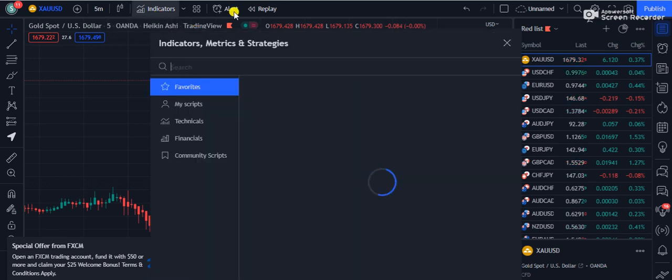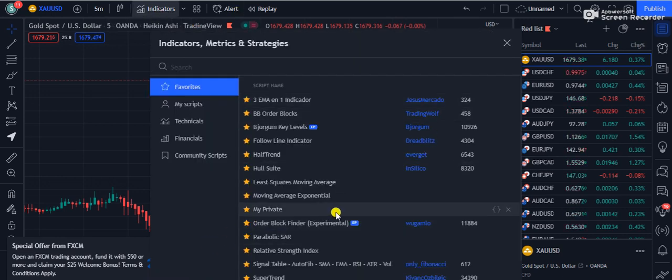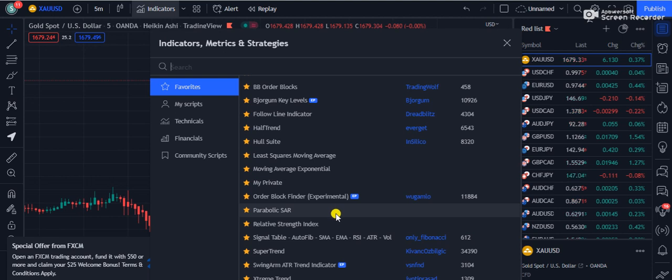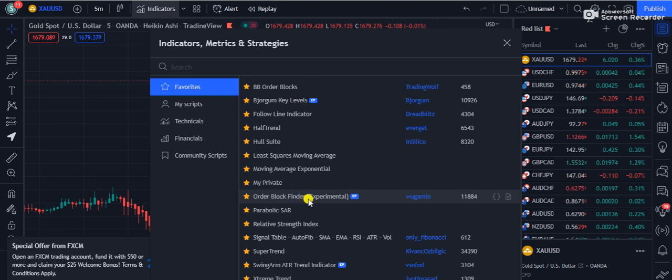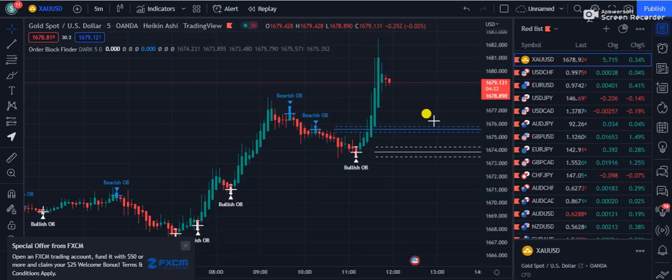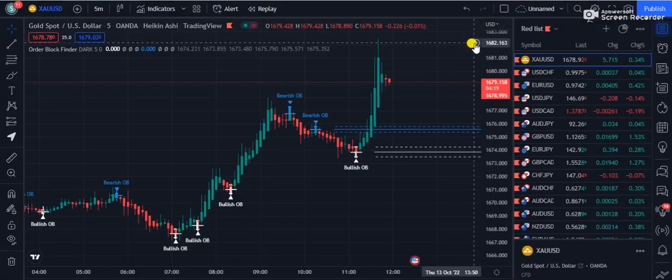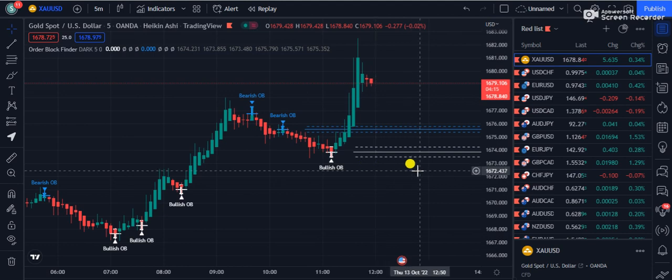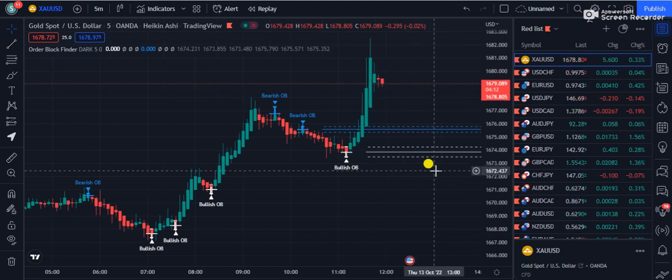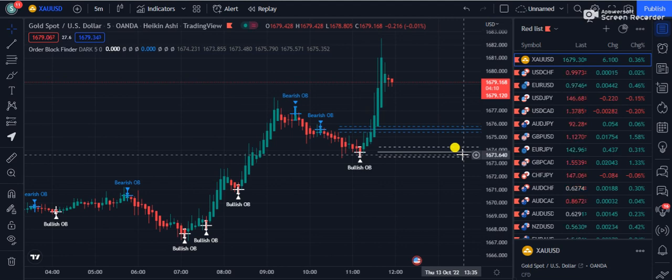Now let's move towards the strategy. The strategy is very simple because we are going to use only one indicator in this strategy, and this will be called the order block finder, and that is experimental, and this is by Vugamlo. 11,884 traders are using it, and this indicator is very popular in terms of order blocks. When we talk about order blocks, this is quite a popular indicator used by professional traders. So today I'm going to teach you how you can do very good trading with this.